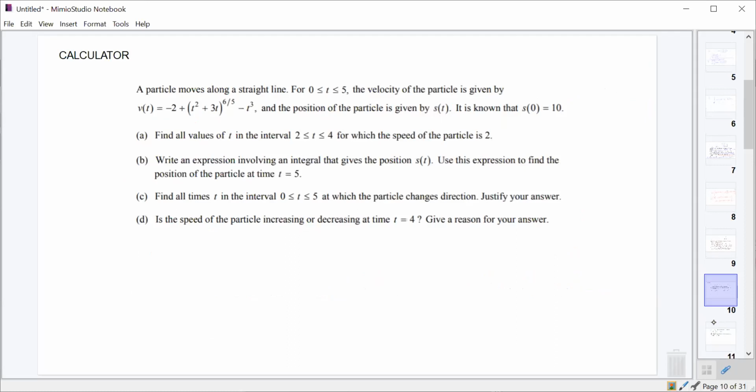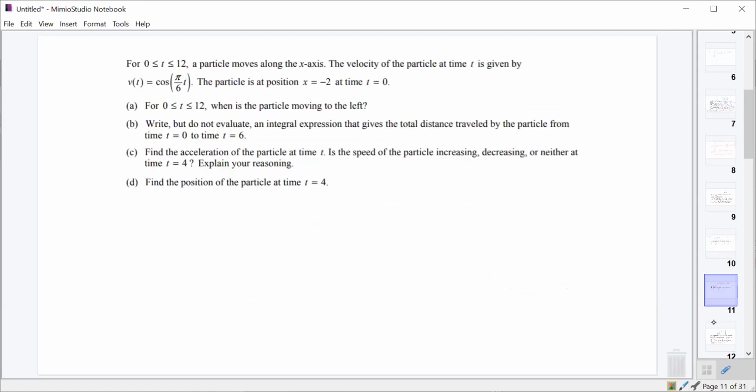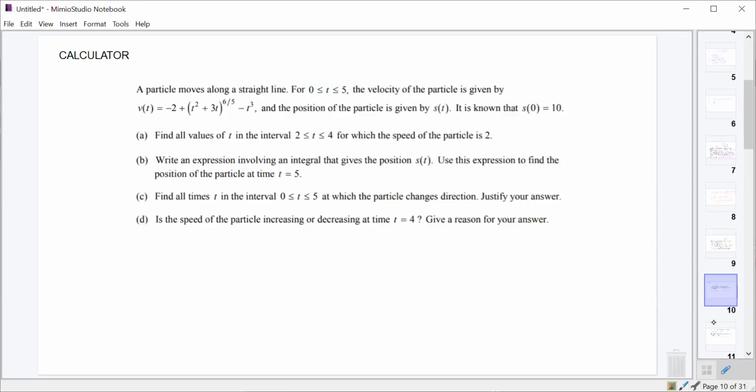You want to do a train or a particle? Non-calculator or calculator? To do particle, calculator. I said calculator. All right, calculator it is. That's perfect because Riley hasn't done this one. All right, what do we got? We got plenty of time, right?